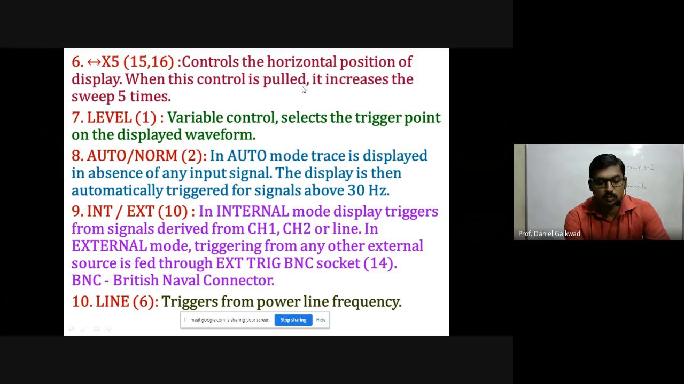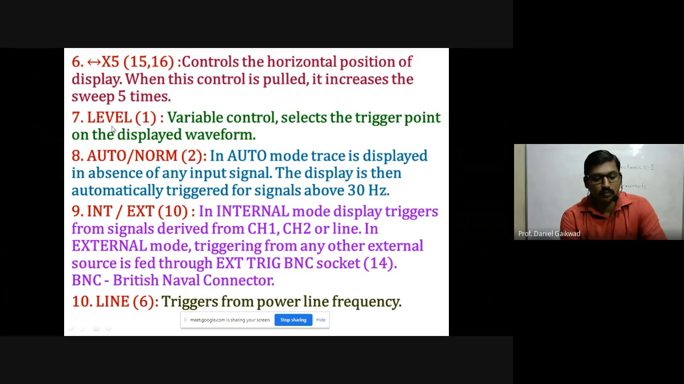And when this control is pulled, it increases the sweep 5 times. So here 5 stands for the sweep control increased to 5 times. Okay, so these things we can understand better in practicals. At this time we just have the function, but the function can be understood easily when we practically handle the instrument as a CRO, how it is moving and what 5 times means. In that case we have a better understanding of the instrument and the corresponding knobs.